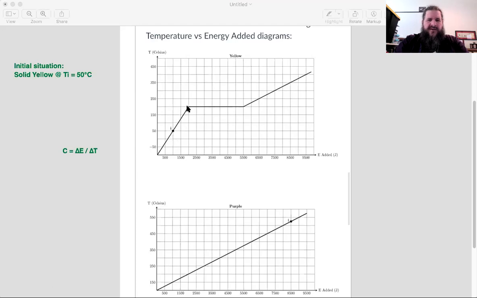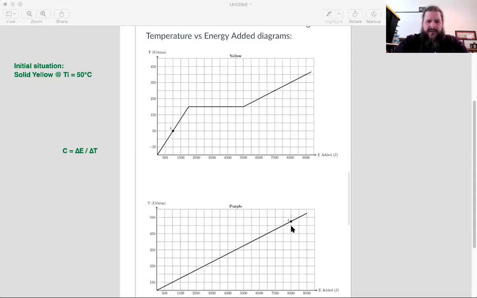So if you take a look at this line here, delta energy would be the horizontal and delta temperature would be the vertical. For instance, if we go horizontally 1,000 joules forward, we're also going up about 150. So 1,000 joules over 150 Kelvin would tell you the heat capacity, and that is just the inverse of the slope here. However, I don't think we actually need that value in this case because we should be able to do everything just from these graphs. We've got solid yellow at this initial temperature.